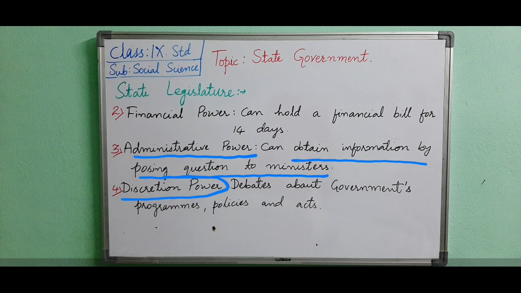Next, discretionary powers. The Legislative Council carries on debates about the government's policies, programs, decisions and acts. As this is the House of Elders, the debates are carried on in a very serious manner. Here we have completed the state legislature.